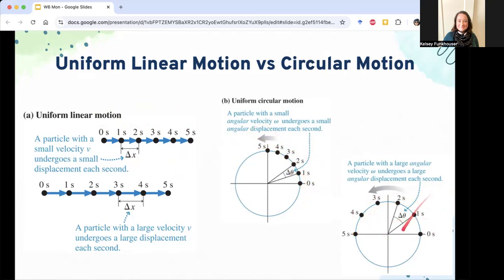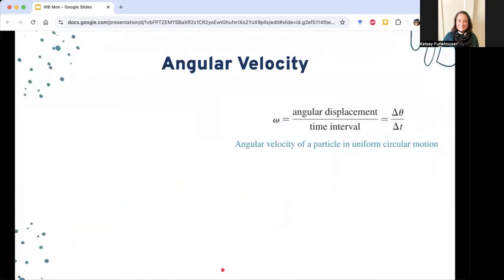And then in this one, in the same 5 seconds, they travel halfway around the circle or half a revolution. So that's larger. And we see that the angular displacement, which just like linear displacement, is the difference between two angular positions. So this angular displacement is bigger than this one, just like how this linear displacement is bigger than that one.